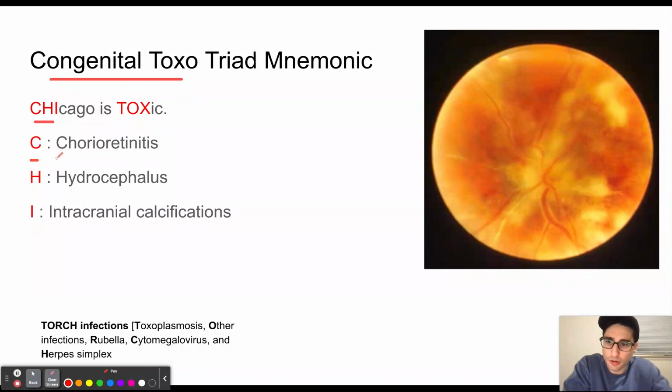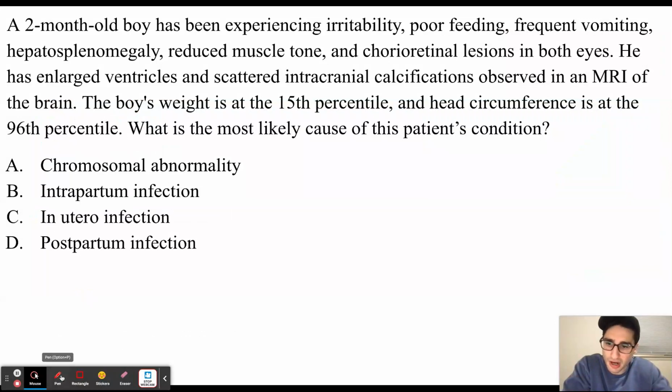So the C is for chorioretinitis. Here we're going to have yellow-white lesions on the retina due to chronic inflammation. The H is going to be for hydrocephalus, and the I is going to be for intracranial calcifications. So congenital infections are going to be passed to the baby in utero. And so the answer is going to be answer choice C.